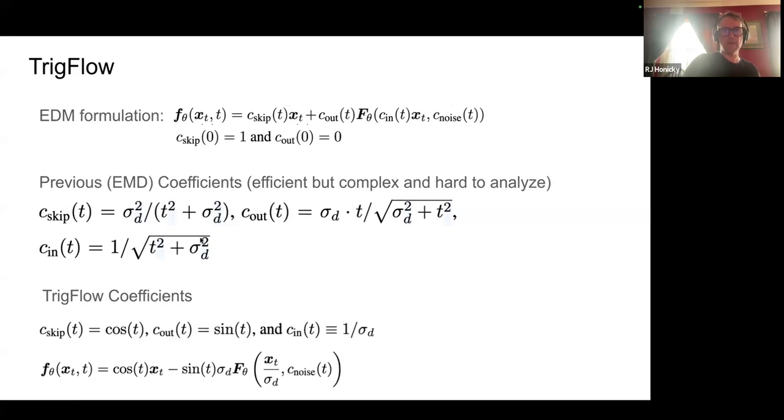And then they have all these stability problems. So they came up with this other idea, and we'll motivate this a little bit in a minute, to use cosine and sine, and this 1 over sigma d for the C skip, C out, and C in. When you plug that in, you end up with this instead, right? Nothing magical happened here. I'm just plugging my values into F theta and I get this.